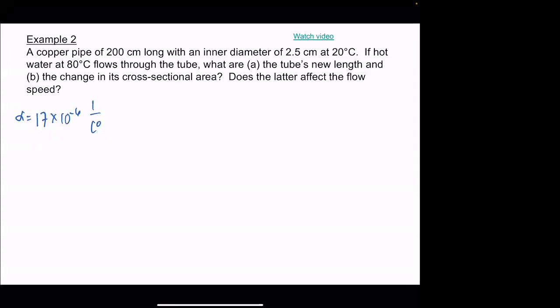I think I got A. All right. Did you do B? Remember, it's pi r squared is the cross-sectional area. Well, you can just leave it in centimeters. Yeah, you can just leave it in centimeters. You don't have to change it to meters.